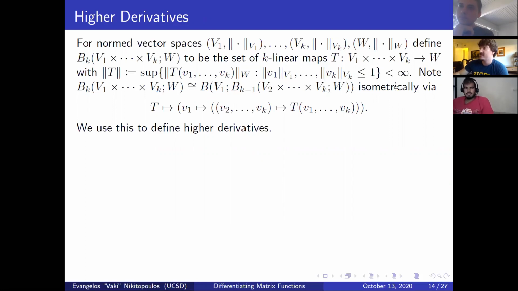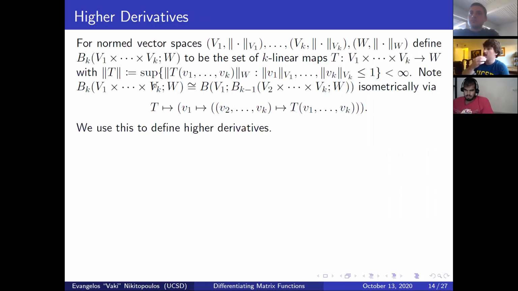And that is actually an isometric isomorphism via the map, which does the only thing you can possibly do. If you have somebody with k inputs and you need somebody with 1 and then k-1 inputs, you take the first one and you map the remaining ones to the only thing you can do: plug in the first one that you had and plug in the rest after. We're going to use this identification to define the higher derivatives.